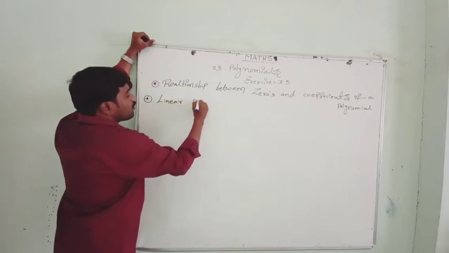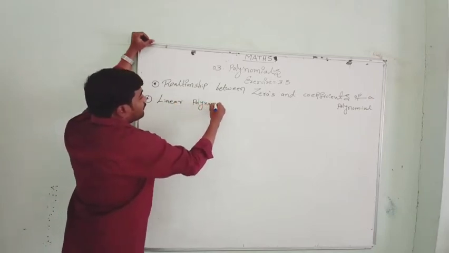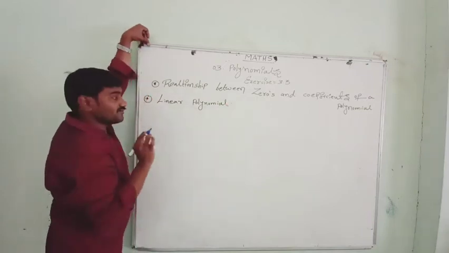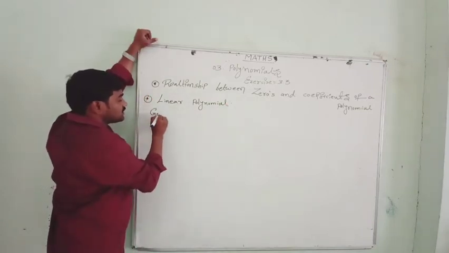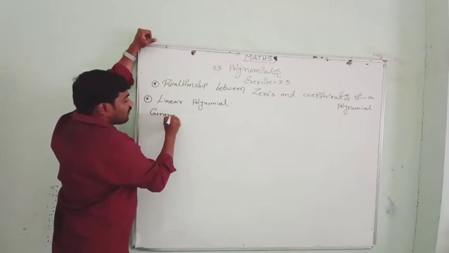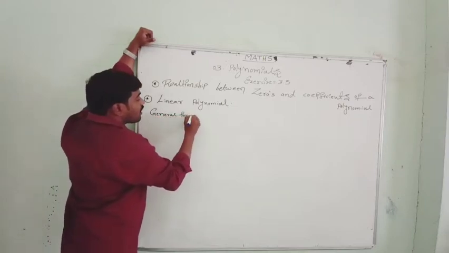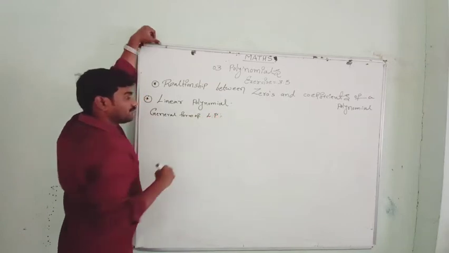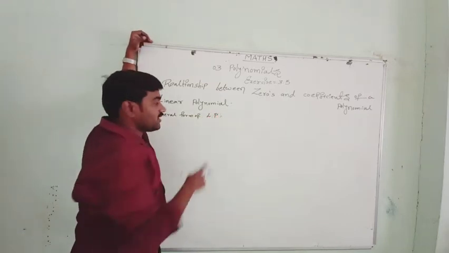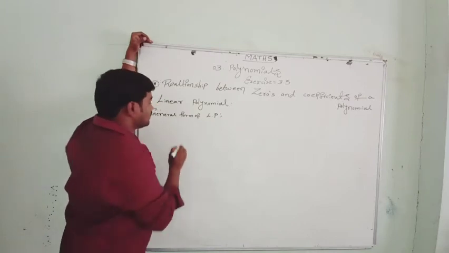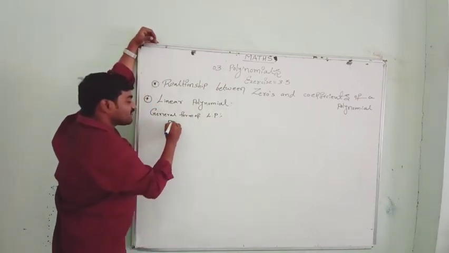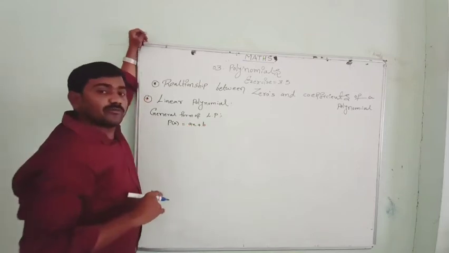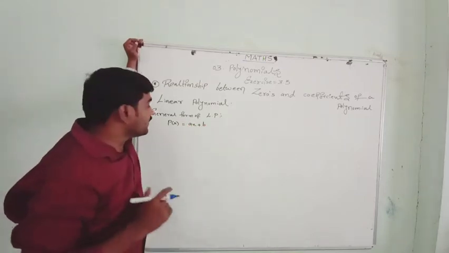Linear polynomial. So we know the general form first. The general form of a linear polynomial: suppose P of x is equal to ax plus b.